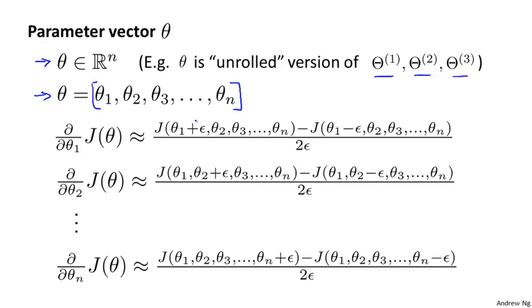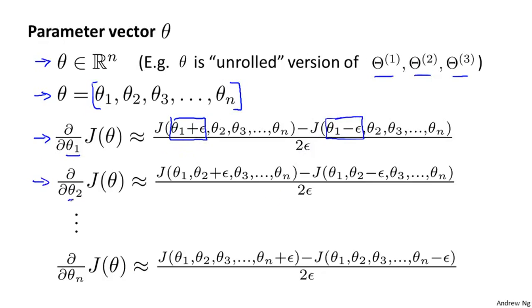We can then use a similar idea to approximate all the partial derivative terms. Concretely, the partial derivative of a cost function with respect to the first parameter, theta 1, can be obtained by taking J and increasing theta 1. So you have J of theta 1 plus epsilon, minus J of theta 1 minus epsilon, divided by 2 epsilon.